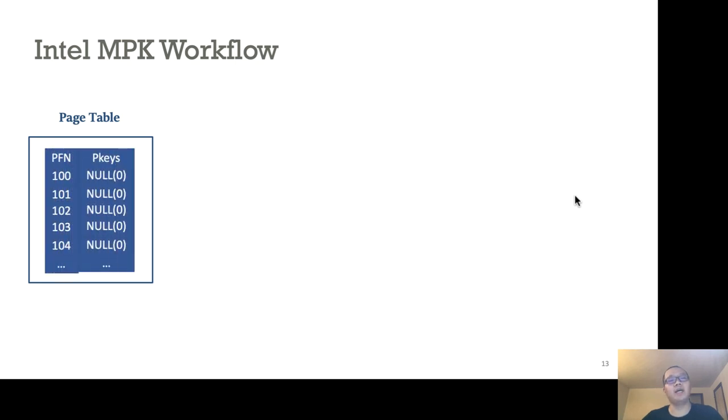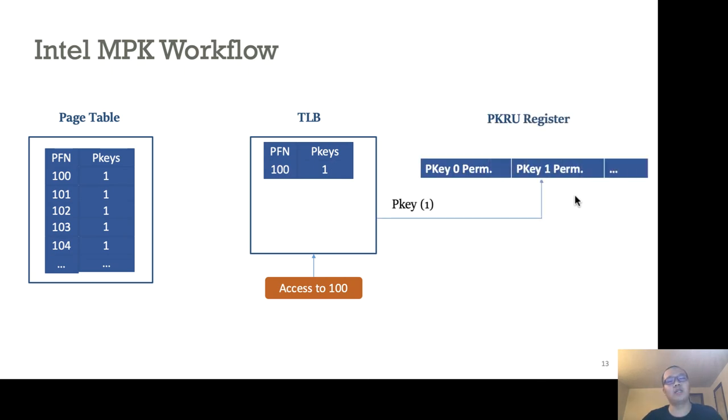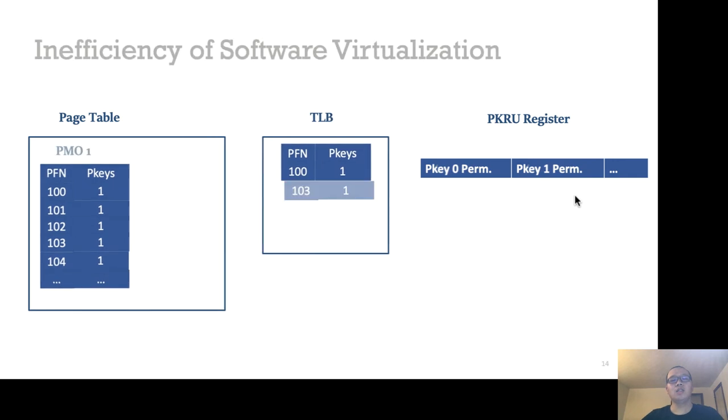To tag the memory pages, all of the pages for one PK need to be tagged. Then, when accessing one of these pages, the TLB will load the PTE from the page table. And after that, the PK is used to index the permission in the PKRU register. Actually, the permission is always the PK1 permission, whatever memory pages or domains this PK is assigned to.